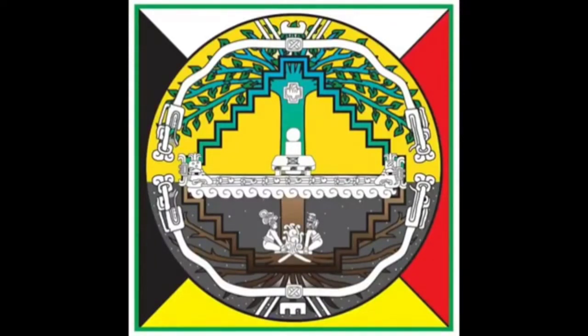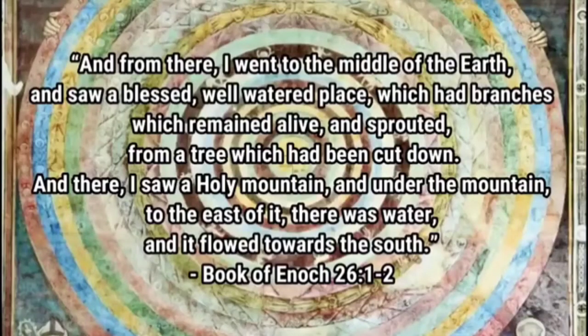The Book of Enoch is also consistent. And from there, I went to the middle of the earth and saw a blessed, well-watered place, which had branches which remained alive and sprouted from a tree which had been cut down. And there I saw a holy mountain, and under the mountain, to the east of it, there was water, and it flowed towards the south.